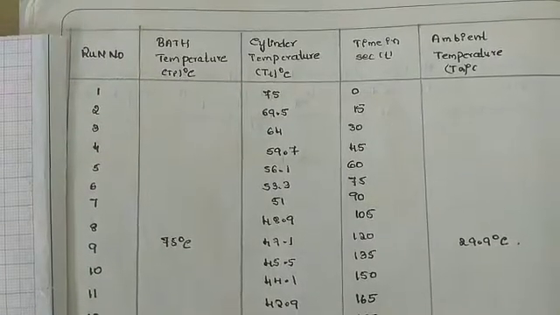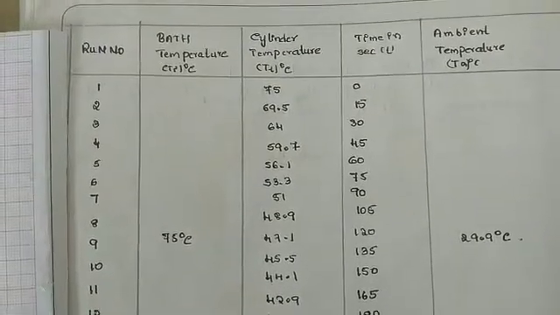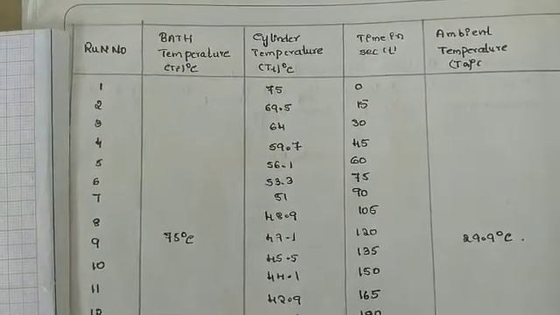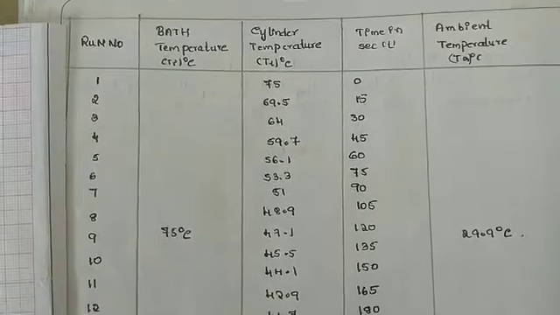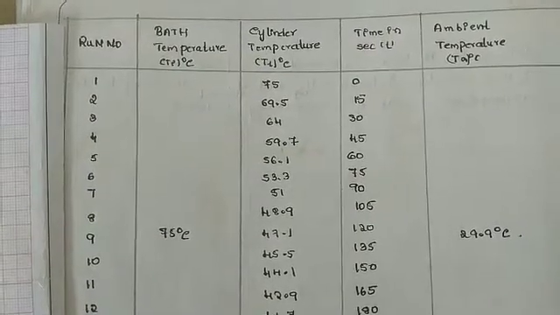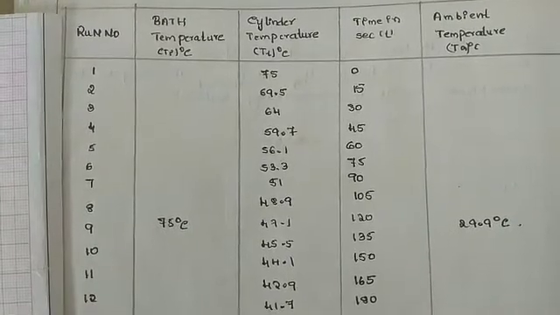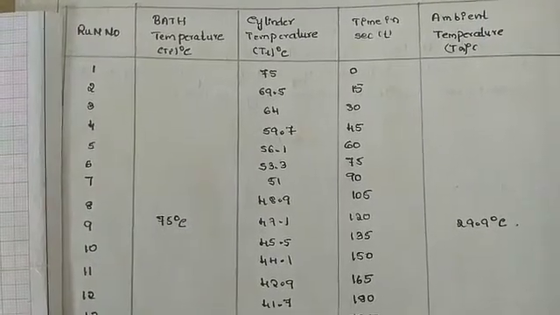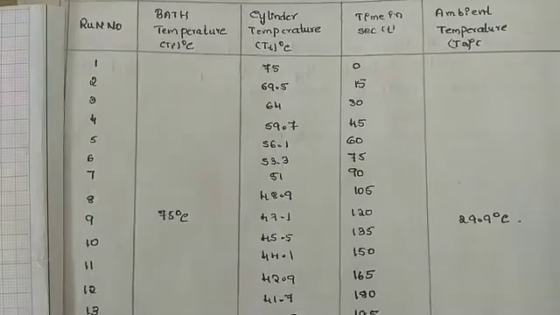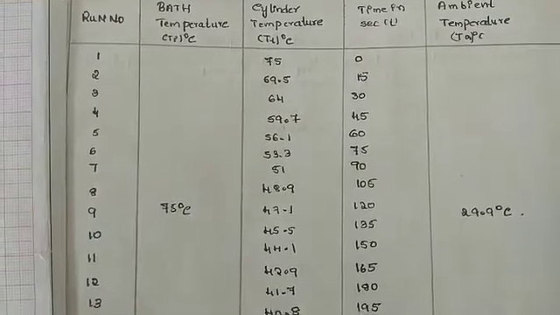The tabular column involves the bath temperature, which is at a particular temperature, the cylinder temperature, the time t in seconds, and the ambient or surrounding temperature. The cylinder temperature drop is noted down at regular intervals of time.